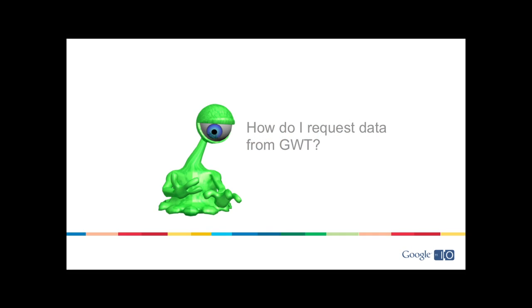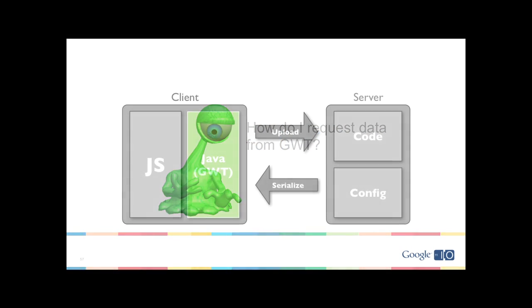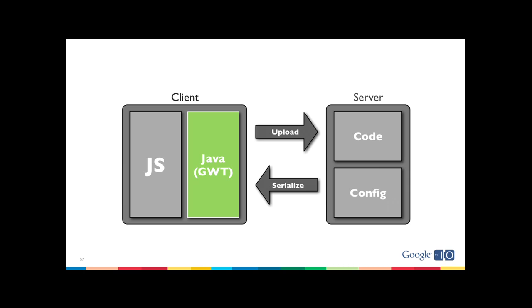All right, so we figured out a couple options for data formats. We've got our data, but how do you actually request it from GWT? So here we're talking about Java code that's going to allow you to request this data you just worked so hard to set up.